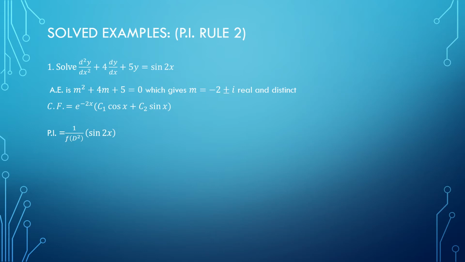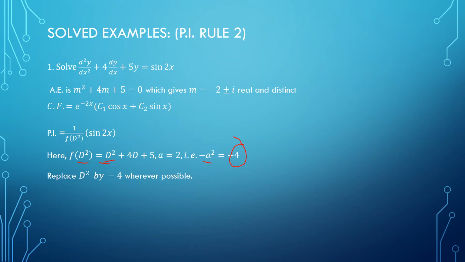Particular integral. The rule says 1 upon f of d square should be operated over sine 2x. And when we operate it, we should replace d square by minus a square wherever possible. So in this expression, only this place is possible to substitute my minus a square. Remember, this number will always be a negative number because we are taking minus of a square here. So a is 2, that's why a square will be 4 and minus a square will be minus 4.